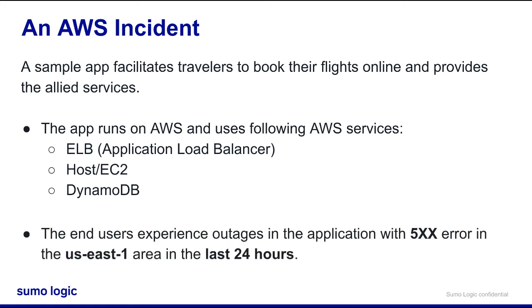The end users have experienced outages in the application with 500-level HTTP errors in the US East 1 area in the last 24 hours. Let's see how a DevOps specialist can use Root Cause Explorer to analyze and identify the root cause of the outages faster.